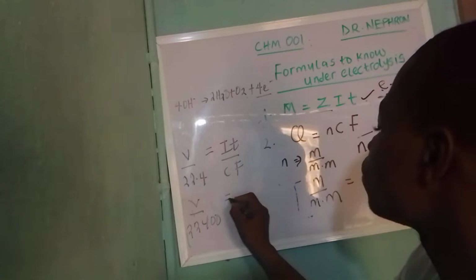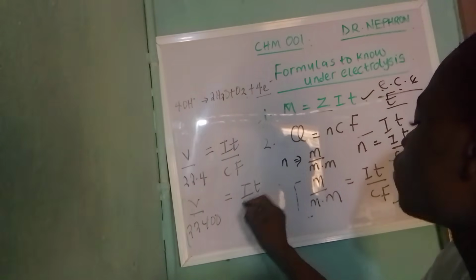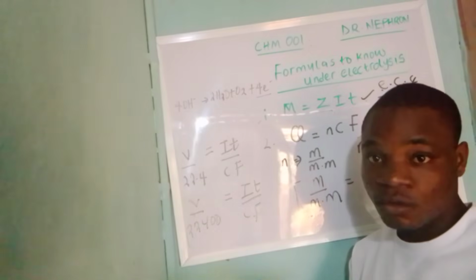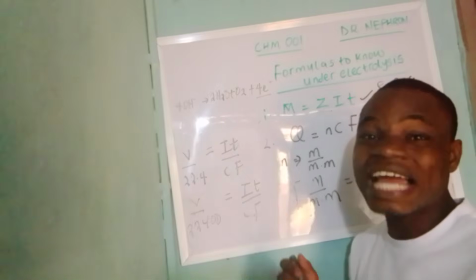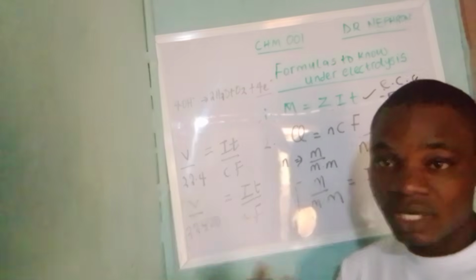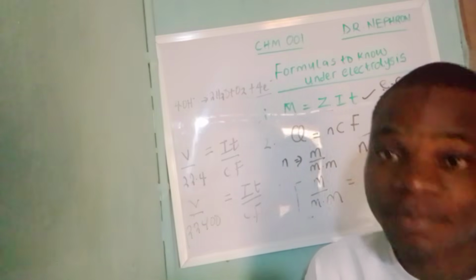22400 ABI equal to what? IT over CF. Now what do I call V for you? That's volume. What do I call I for you? That's current in ampere. What do I call T for you? That's time, either in seconds, hours, or minutes, depending on what the question wants you to express it as.